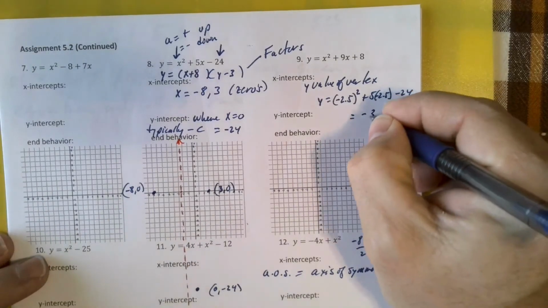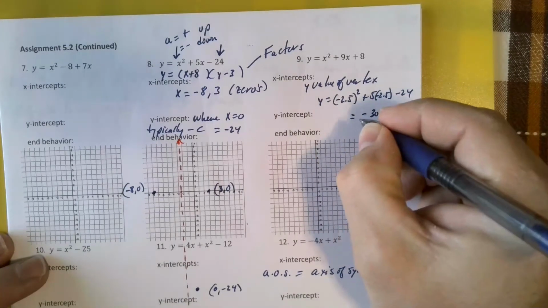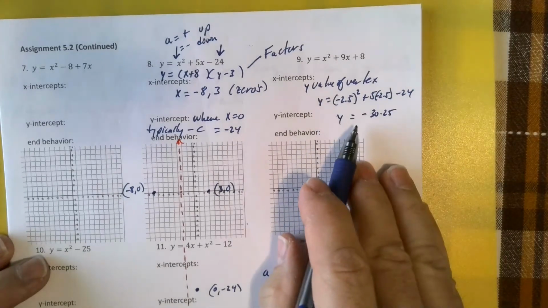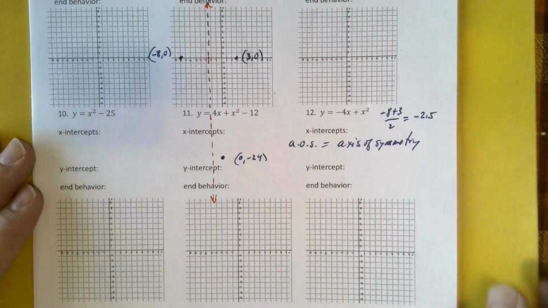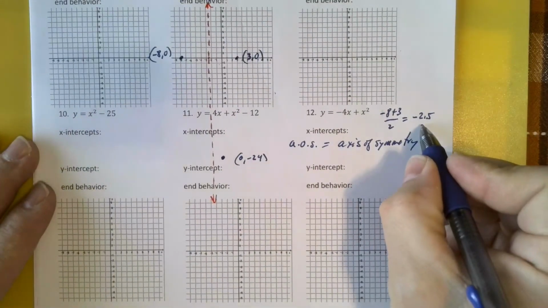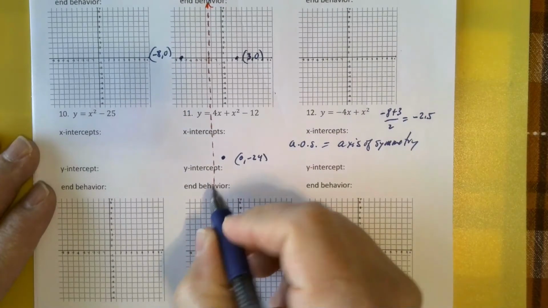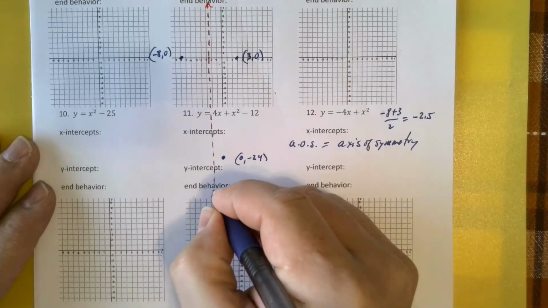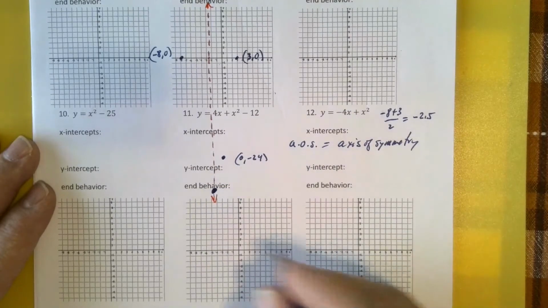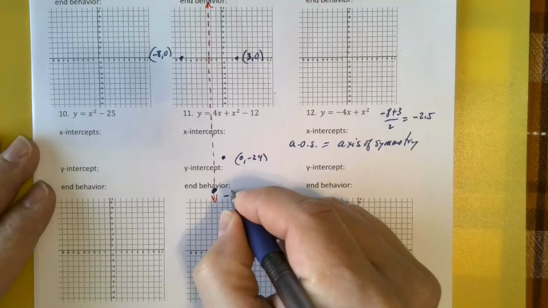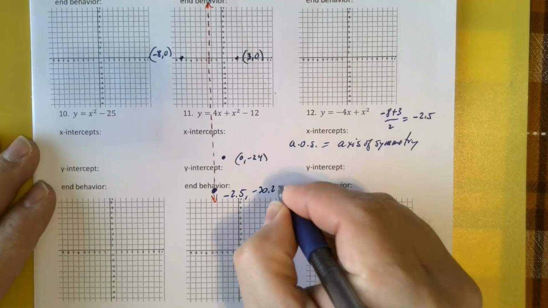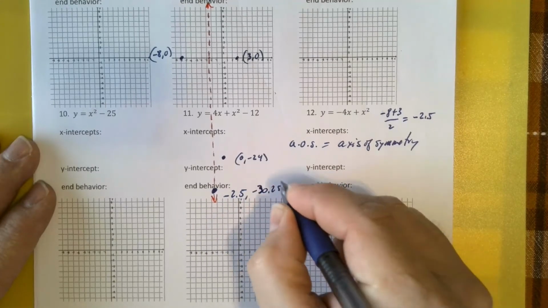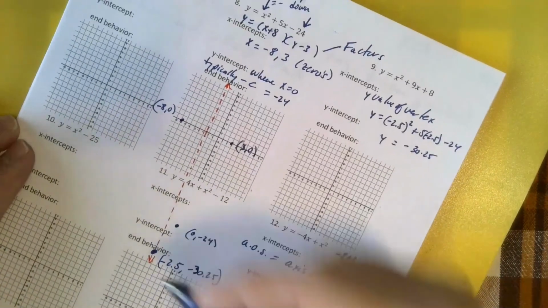So I get -30.25. So that is the y value of your vertex. So down here, I'm going to be at -2.5 and -30.25. So we're just going to say it's right there. So that value is -2.5 and -30.25.